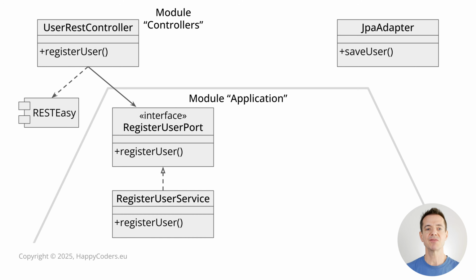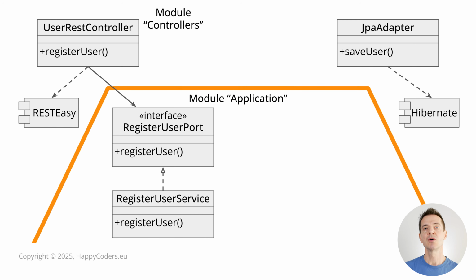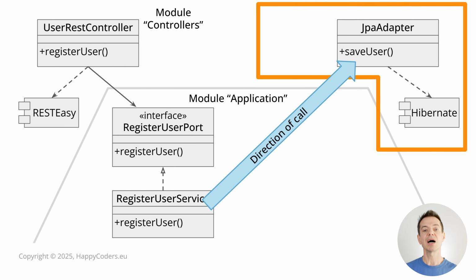On the other side, we have the JPA adapter with a dependency on Hibernate. So how can the application code in the register user service call the JPA adapter? If we set up a dependency here, then the application module would also have a transitive dependency on Hibernate. And with that, not only the application module, but also the controller module. And it's exactly this chain reaction of dependencies that we want to avoid with hexagonal architecture. We do want to, from the inside, call code out there, but we don't want a dependency in that direction.